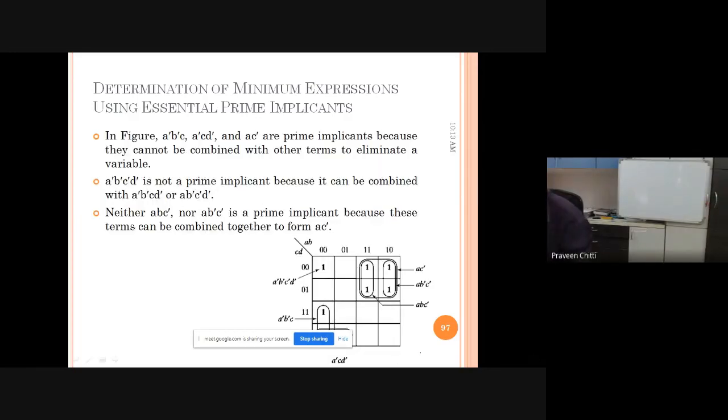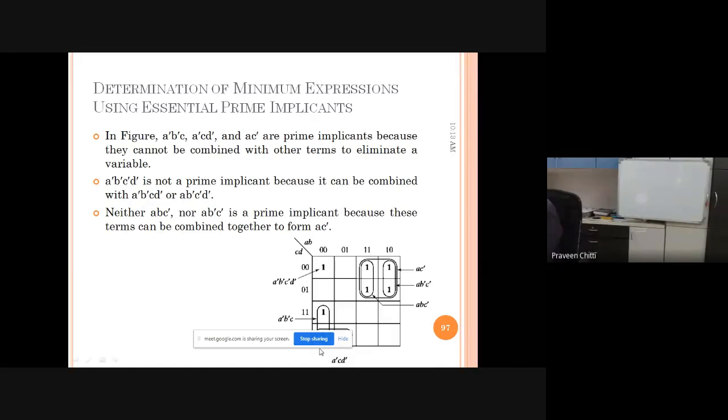Now in this example, can you tell me what are the prime implicants? When they ask you to find all the implicants, prime implicants, all groups, whether it is redundant or irredundant, all groups you should form, and whatever product term you get for each group, that is called as a prime implicant.